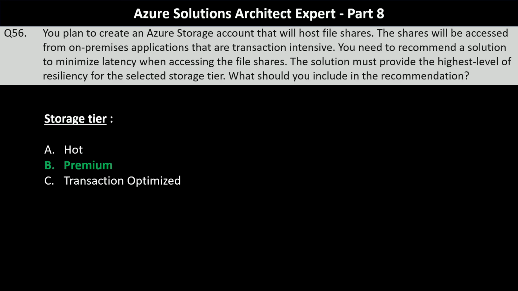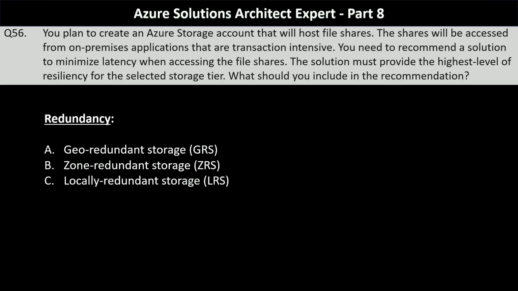But first, let's look at the second part of this question. Redundancy. And your options are ZRS, ZRS, and LRS. And folks, you will need to choose ZRS here, as premium storage accounts only support LRS and ZRS. It does not support GRS.